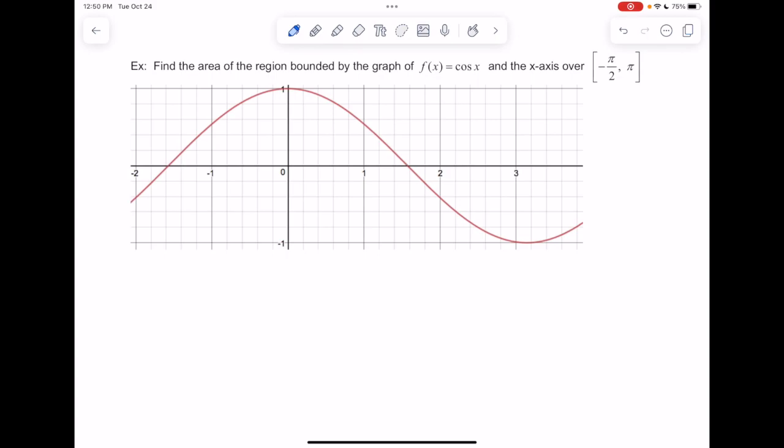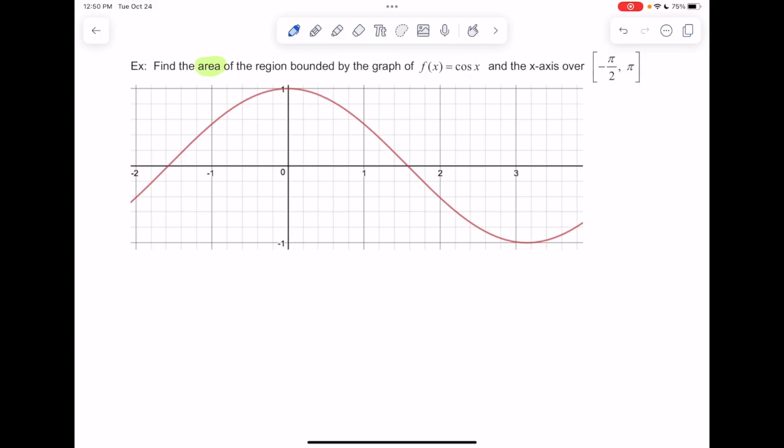Find the area of the region bounded by the graph of f of x equals cosine of x and the x-axis over the interval from -pi/2 to pi. So first thing, they're just asking for area, not net area. So we do have to think about what sections are above the axis and which are below. So let's start by looking at our boundaries.